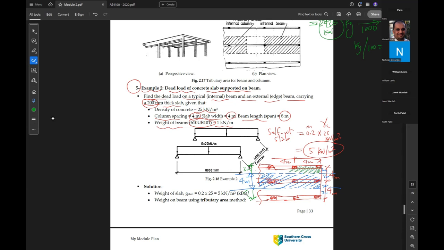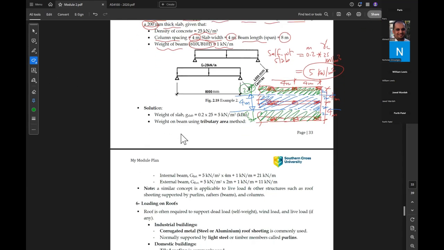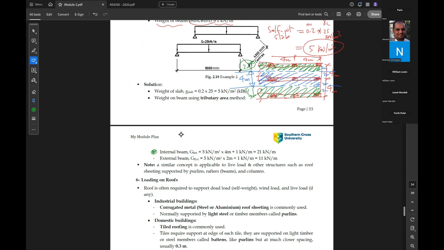So this green area will be carried by the edge beam, which has a width of 2 meter. For the internal beam, the blue is 4 meter width. For the edge beam it is 2 meter width. Okay, so for the internal beam, G internal will be 5 kilonewton, the load, times 4. What does the 4 meter mean? The load width, right? What is 1 kilonewton?